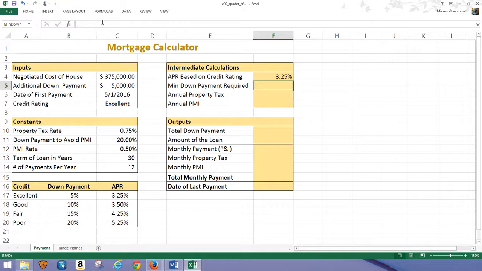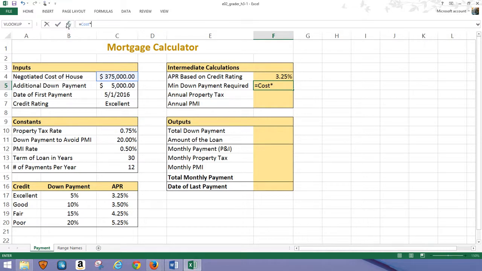So what we need to do here is find out how many dollars is the down payment required. So if I hit equal, I can start a function. If I click here, this is the price I'm paying for the house. Notice it also put in a range name there. And what I'm going to do is multiply that by whatever percentage they have to put down. But now I don't know what that is. I've got to look it up.